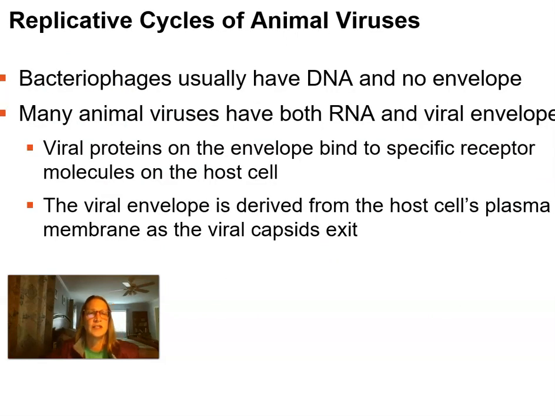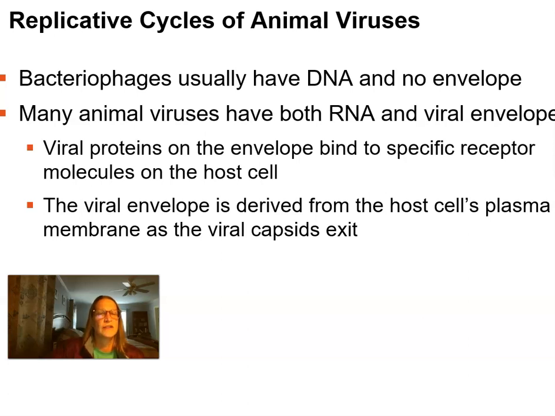So there's a few differences between bacteriophages and animal viruses that might help keep these separate in your brain. What we've been talking about were bacteriophages for basically the whole first part of this video. They typically have DNA as their genetic material, and they don't have any viral envelope. As you remember from those animations, they all had DNA, and they all just had a capsid with no membranous viral envelope.